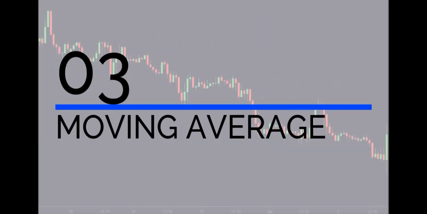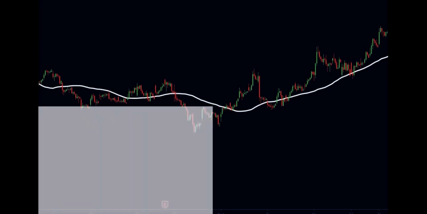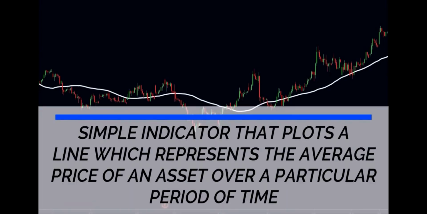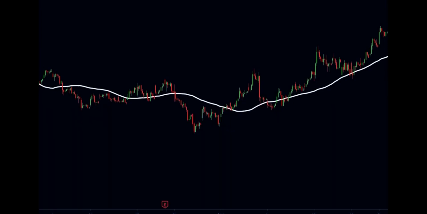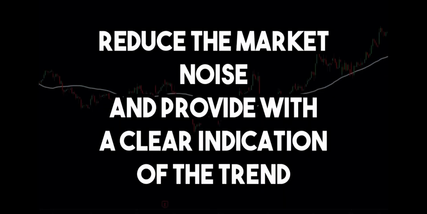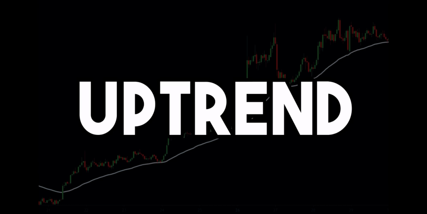Technique number 3. Moving averages. Moving average is a simple indicator that plots a line that represents the average price of the asset over a fixed number of candles. The main objective of a moving average is to reduce the market noise and provide with a clear indication of the trend. If the price is trading above the moving average, and the moving average is sloped upwards, the asset is said to be in an uptrend.